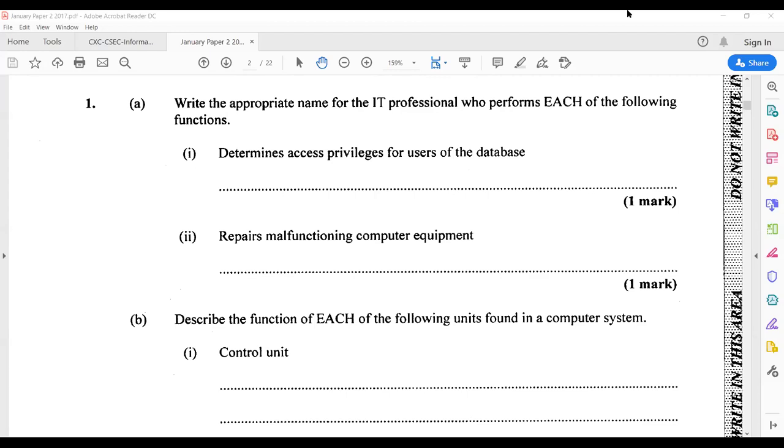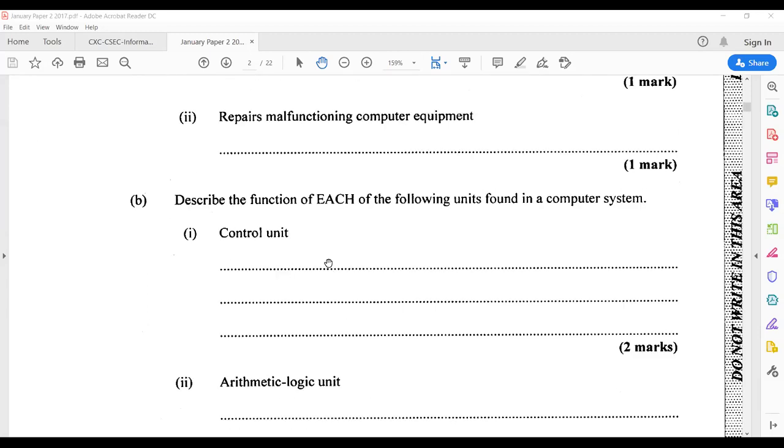Anyone wants to put forward an answer? Now remember, looking at the question, they're talking about a database, right? So the person would definitely have to be working with databases. And based on the job roles we reviewed in class, this person will be a database administrator. So the answer for this is database administrator. What about repairs malfunctioning computer equipment? Okay, based on this description, a computer technician would most suit that role. All right, let's move on to B.